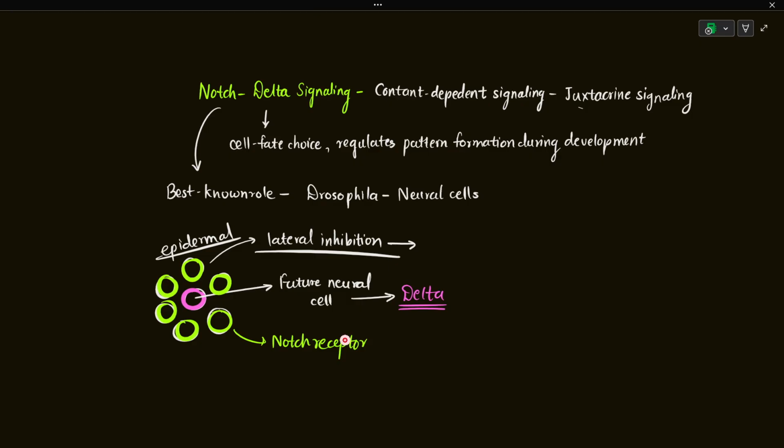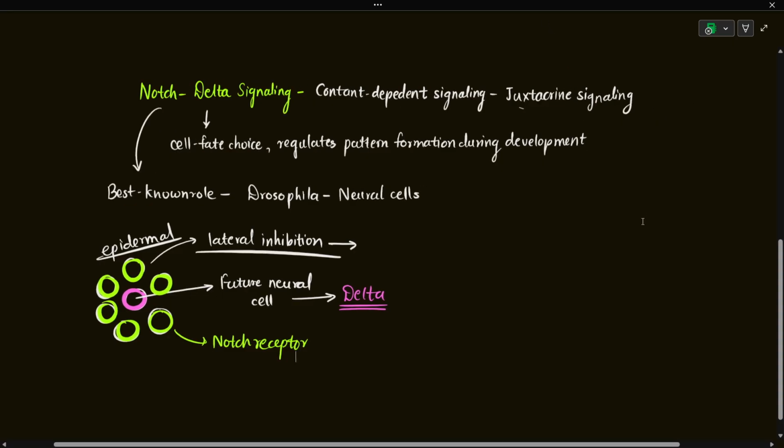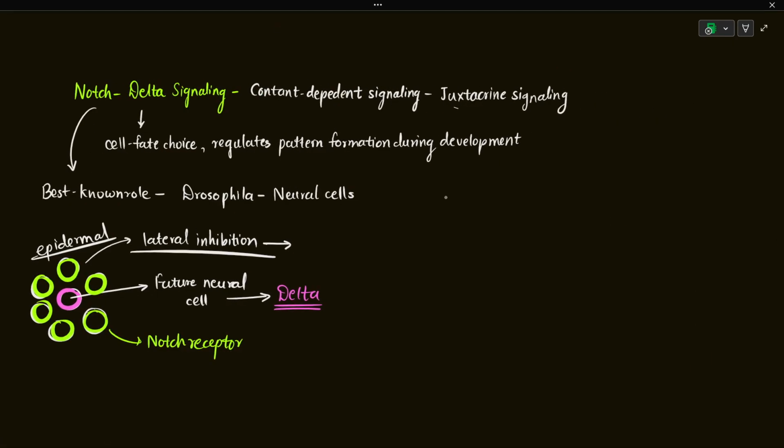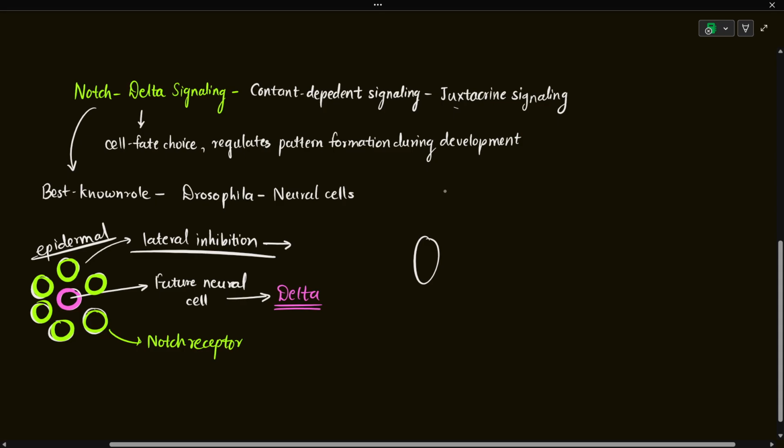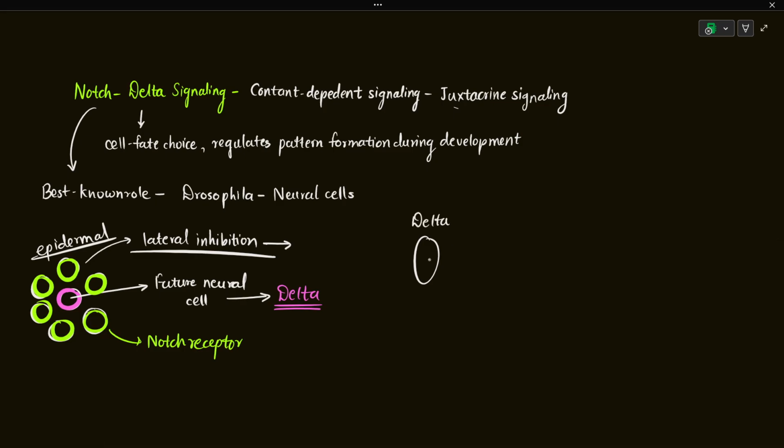So let's now learn in detail how Notch-Delta signaling works. Let's assume that this cell is a cell which is going to be a neural cell in future. That is why it will express Delta. So this is the Delta protein, and let's assume that this particular cell is the cell which is not going to be a neural cell in future. It is the epidermal cell, and that is why it is expressing the Notch receptor. Once Notch and Delta interact with each other. Well, I forgot to tell you, the Notch receptor is a heterodimer.